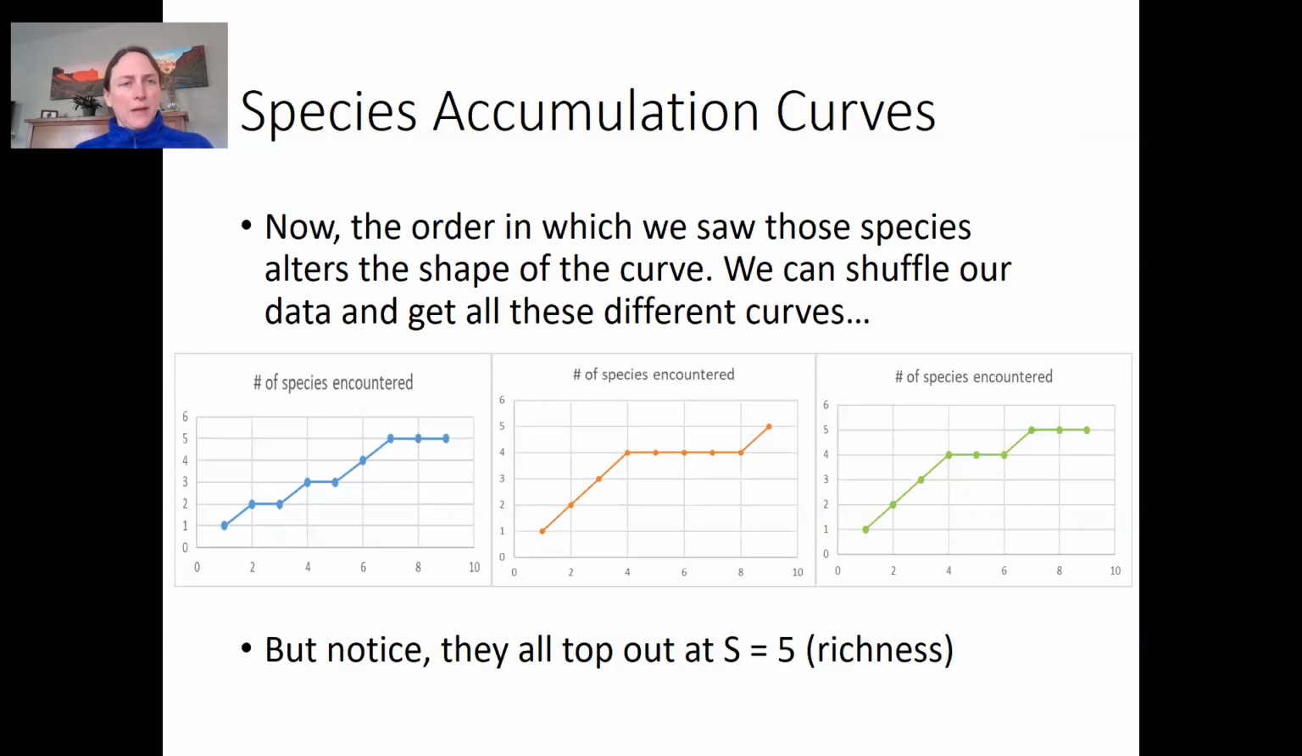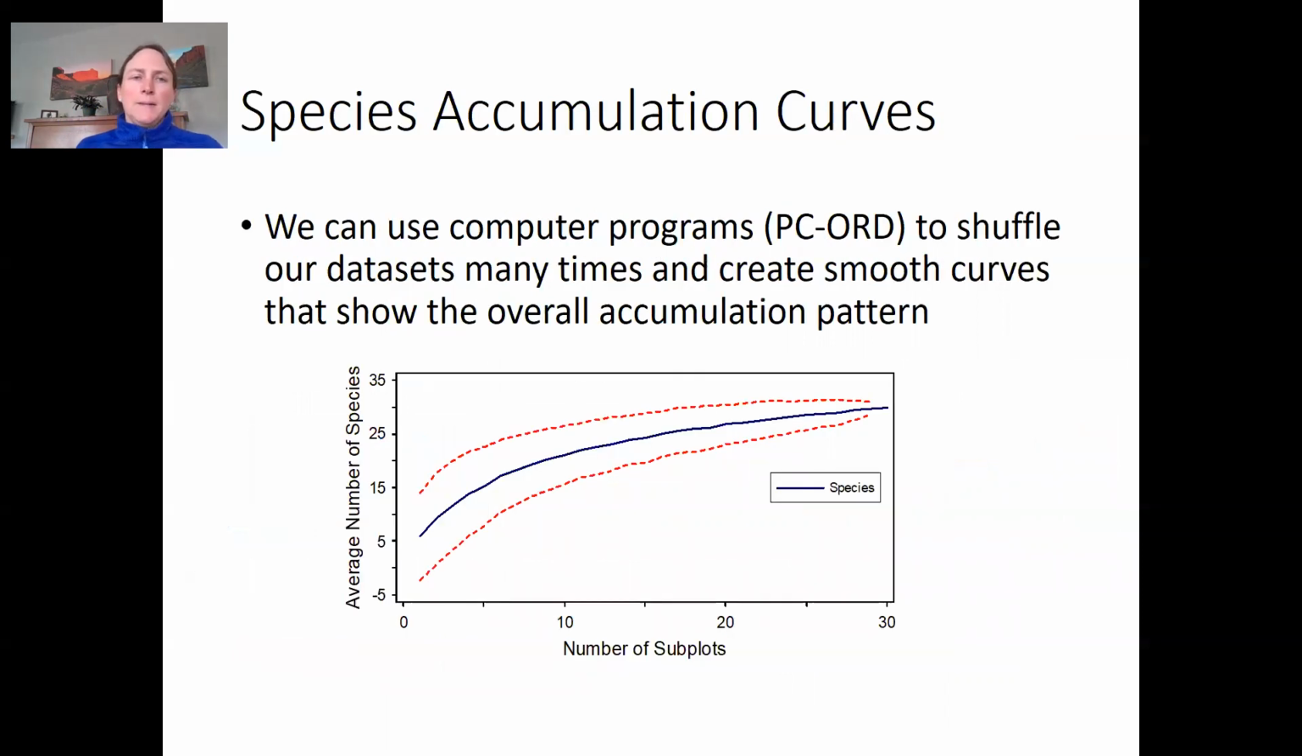Okay, so they're all topping out at my richness equals 5. Now, the curve is starting to bend, right? And that's good. That means that I've captured all the species that there are to capture.